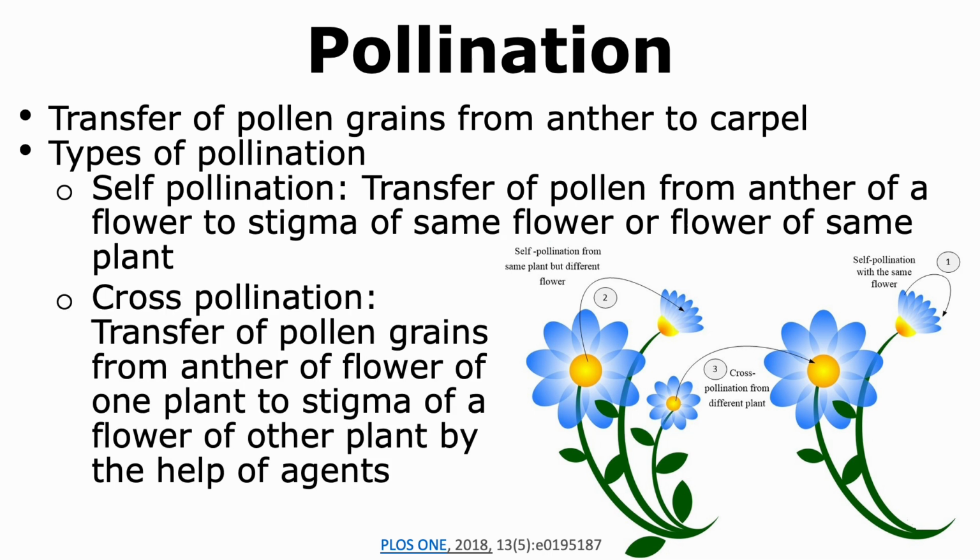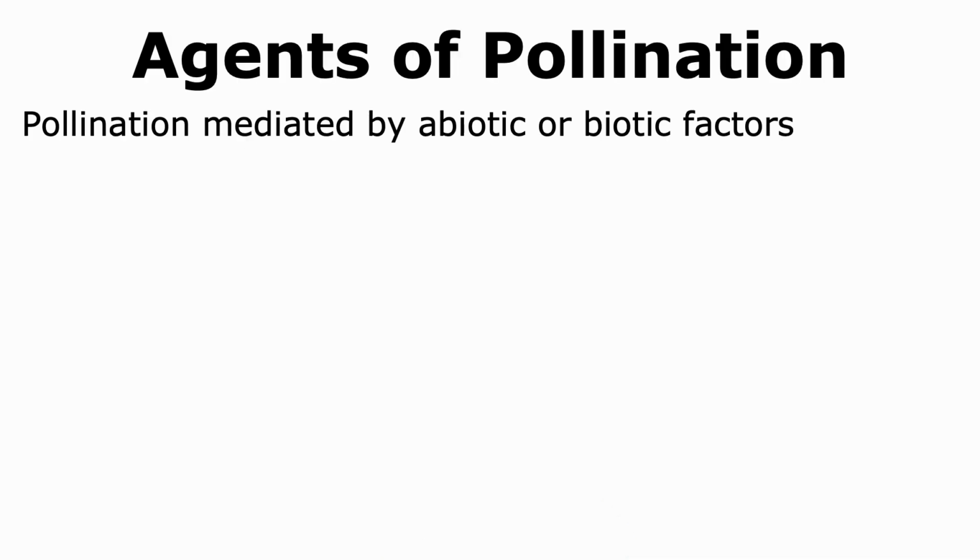Cross-pollination, on the other hand, is when there is transfer of pollen grains from the anther of one flower to the stigma of a flower that is present on another plant. This is usually accomplished with the help of different agents. There are abiotic as well as biotic agents of pollination.